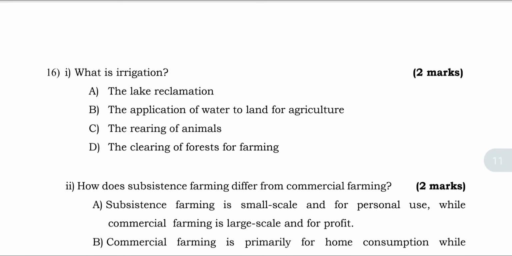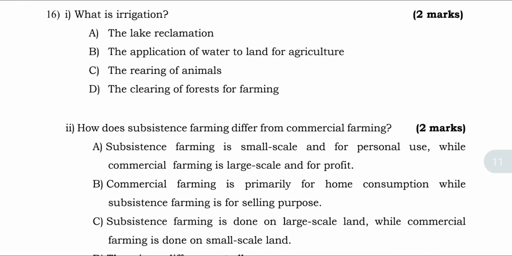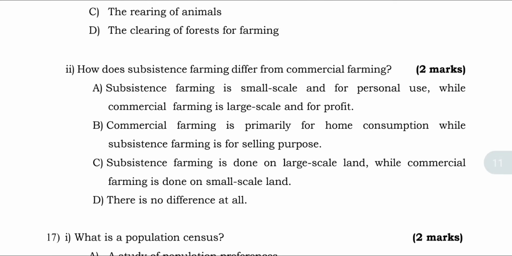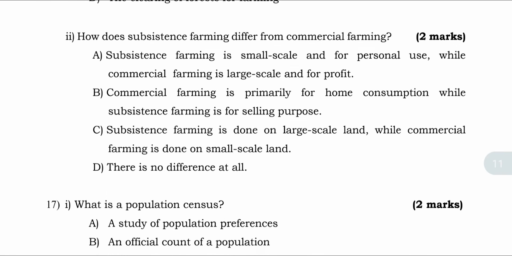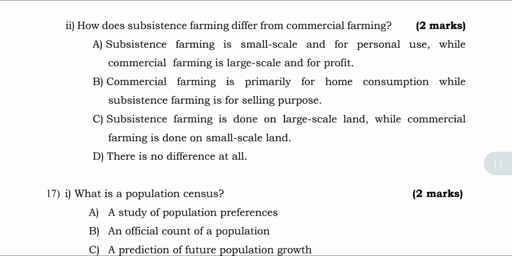What is irrigation? A. Direct reclamation. B. Application of water to land for agriculture. C. The rearing of animals. D. The clearing of forest for farming. Whereas Roman 2, how does subsistence farming differ from commercial farming? You have 4 options. You have to choose the best answer from the following options, okay? You can read it. Whereas here, question 17.